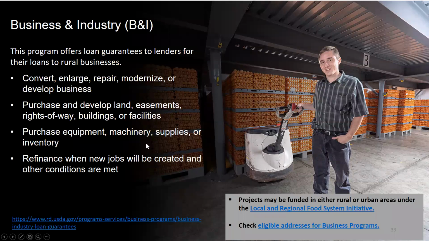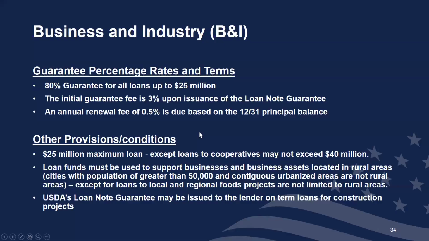Now, the B&I program offers loan guarantees to lenders for their loans to rural businesses. We kind of talked about a lot of these purposes before, so we'll go ahead on to the next slide. When we talk about the B&I program's guaranteed percentage, rates, and terms, we mentioned it before, we offer an 80% guarantee for all loans up to 25 million. The initial guarantee fee is 3%, and then there's an annual renewal fee of 0.5%.